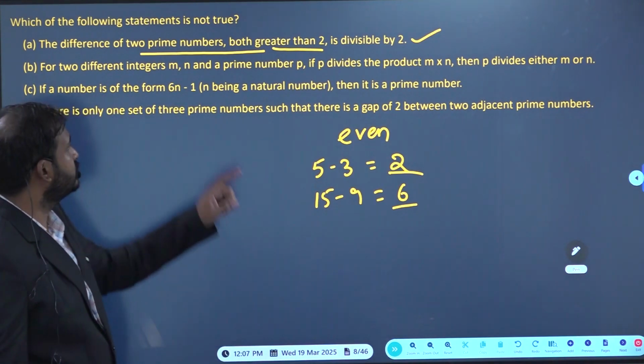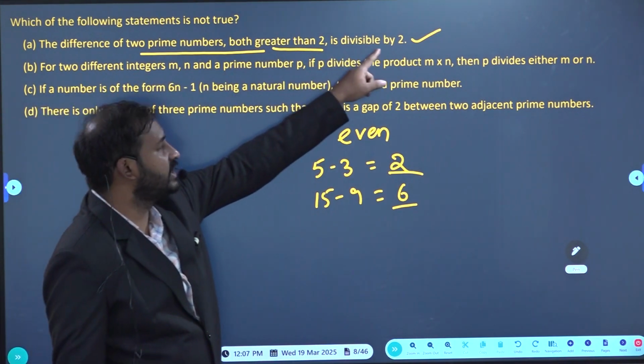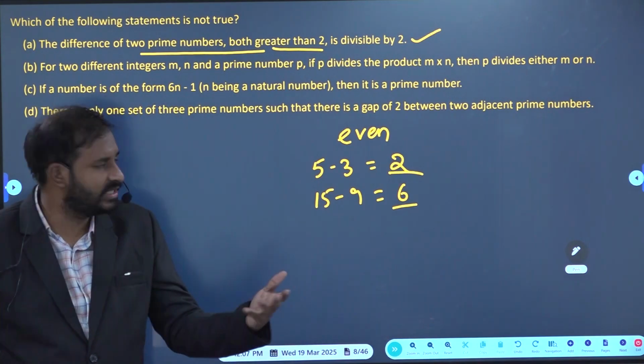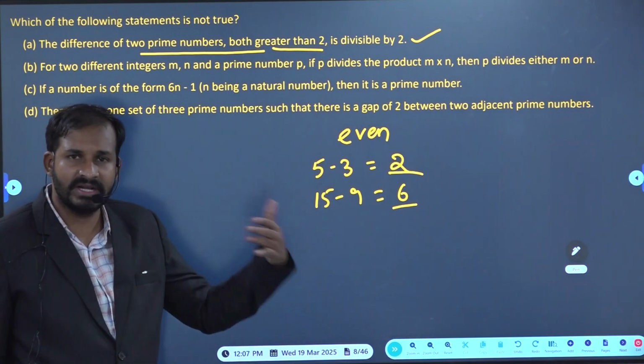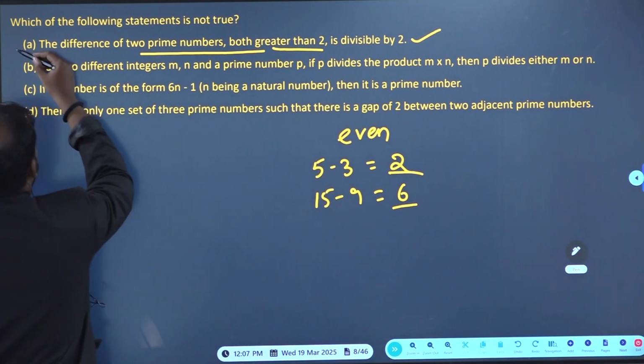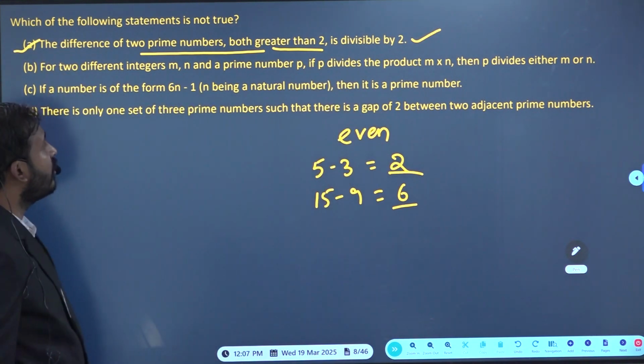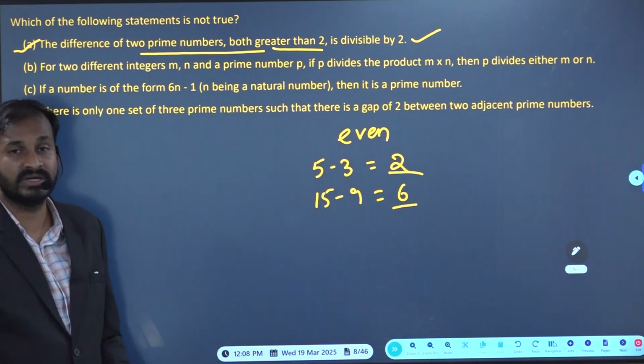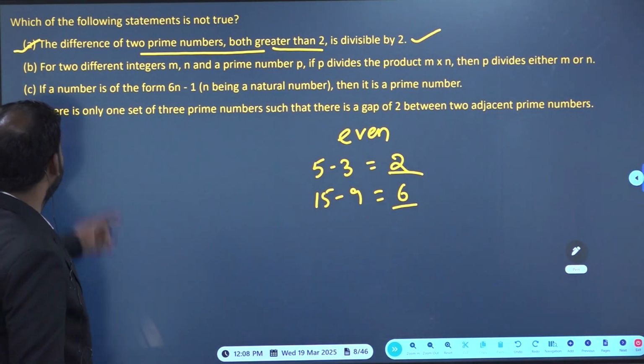Even number. Now see here, any even number greater than 2 is divisible by 2. So my first statement is correct. They are asking us which one is not true. First one is correct. Now see the second one.